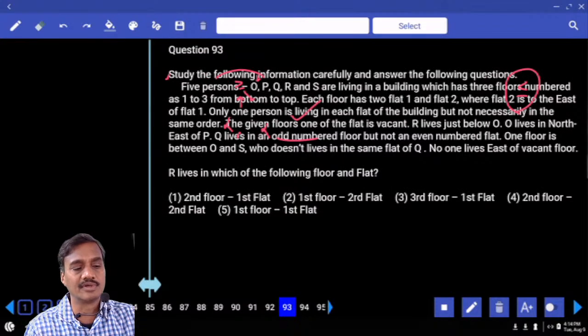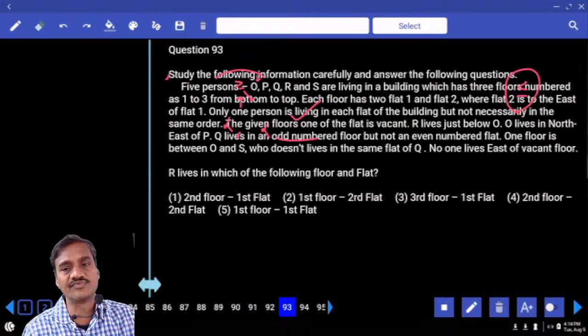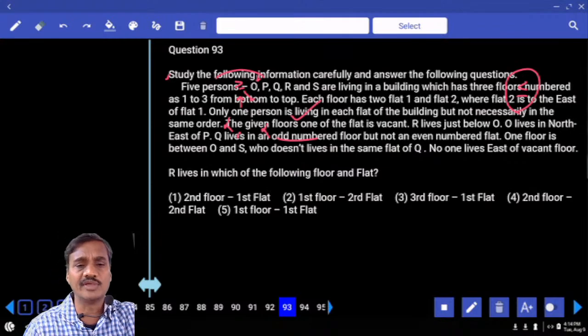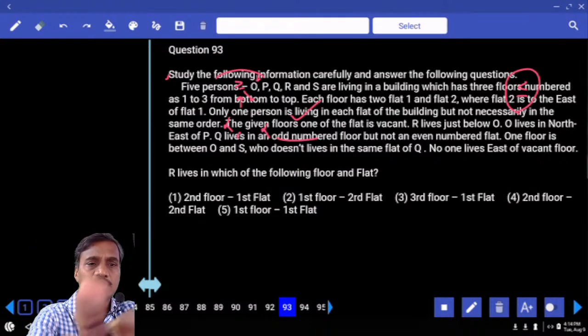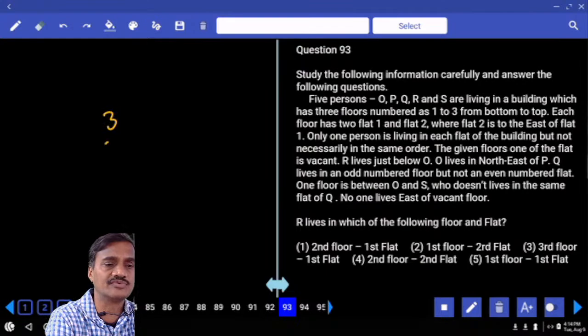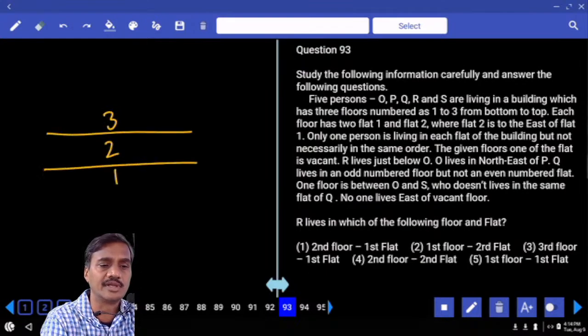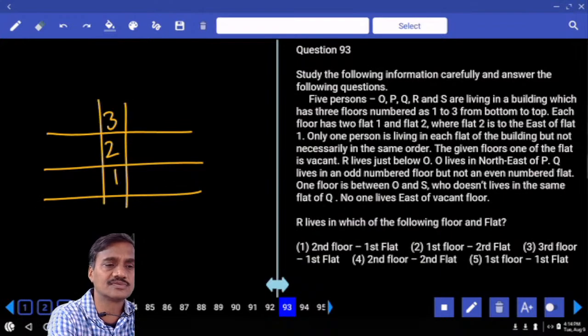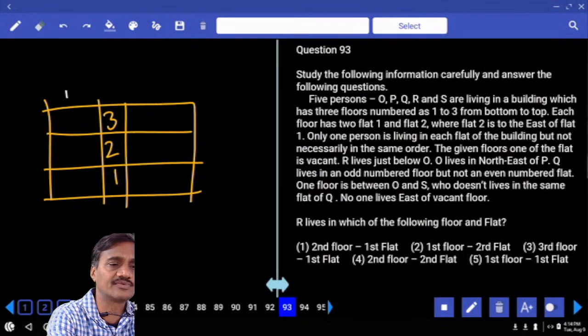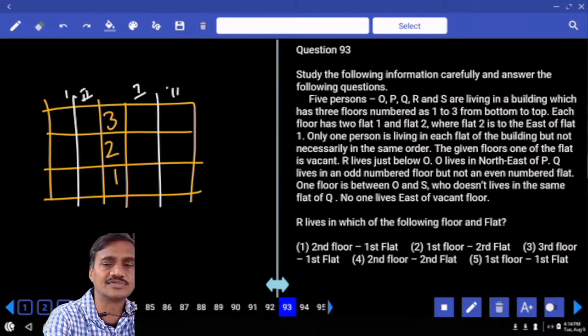Next one, 93. Now in this question number 93, there are 5 persons, O, P, Q, R, S, and they are living in a building which has 3 floors. Only 5 persons are there, 3 floors are there, and there are 2 flats on each floor: 3, 2 and 1. There are 2 different flats in each of these floors. Then coming to the diagram: flat 1 and flat 2. This is flat 1 and this is flat 2, and here again there is flat 1 and flat 2.